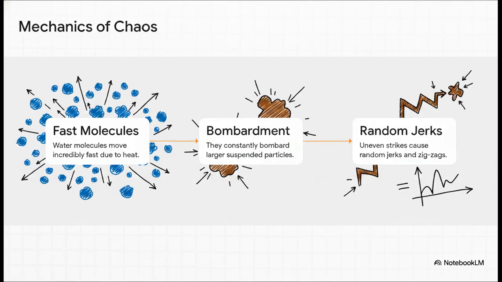Let's break down the mechanics of this chaos without getting bogged down in the math. First, water molecules are moving incredibly fast, just completely driven by thermal energy, or heat. Second, they are constantly swarming and bombarding larger suspended particles, like our pollen. And third, those uneven, statistically unbalanced strikes cause those random jerks. Einstein gave us the exact formula to predict how far and fast a particle would drift based on the fluid's temperature and thickness. It was a total game changer.